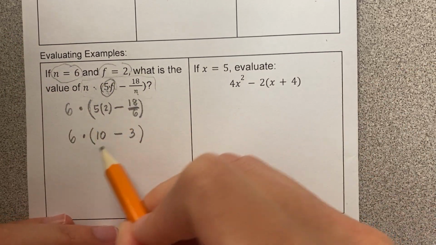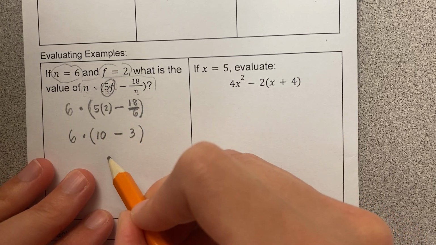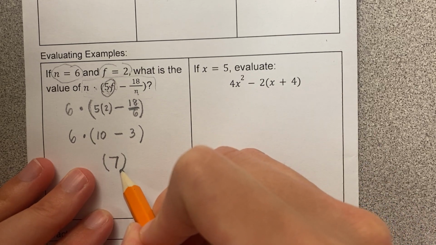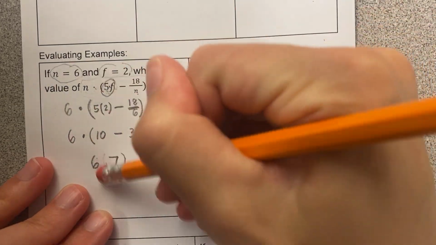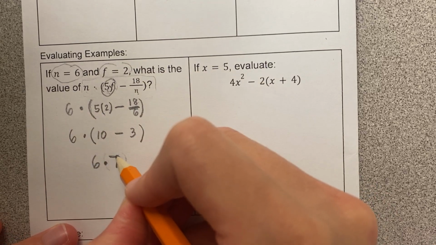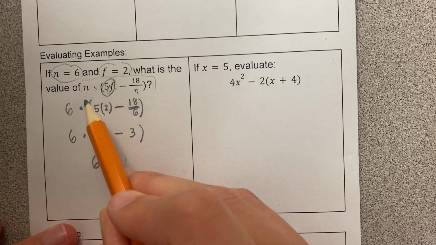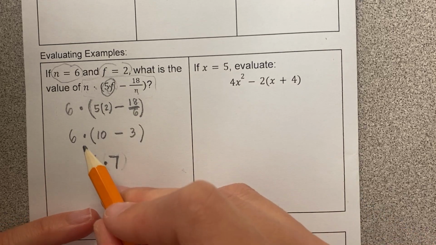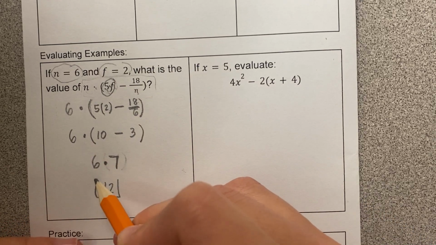Notice I still have parentheses, right? It's still grouping this. So I'm going to do this next. 10 minus 3 is 7. Now I can write 6 times 7, like that. Or I could say, this is 6 times 7. Either way, this is multiplication. Now I actually could have had the 6 right here next to the parentheses, but I had the dot there. Doesn't matter. Either way, it means multiplication. 6 times 7 is 42.